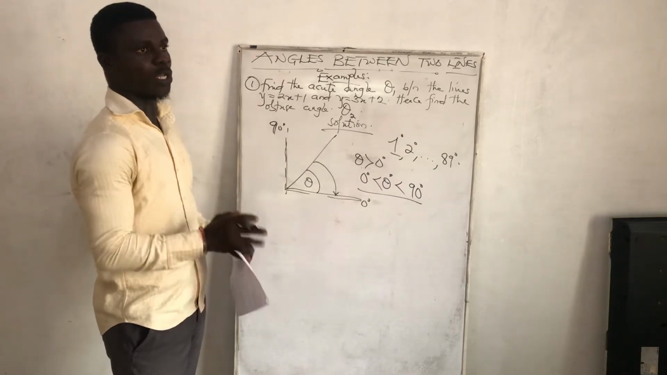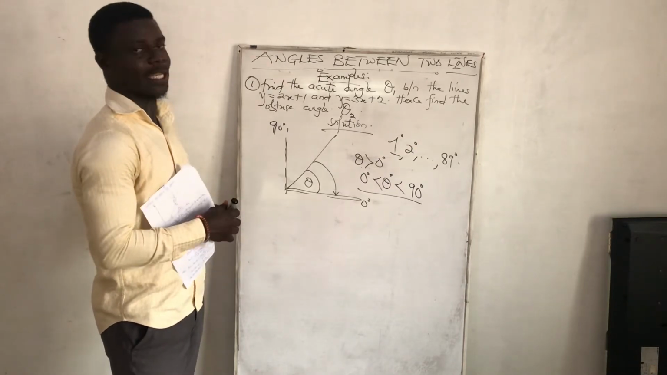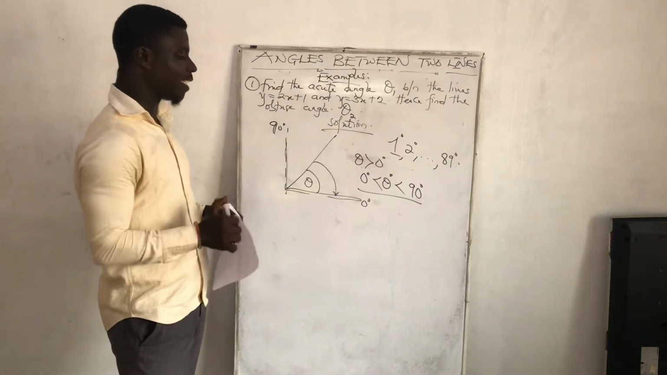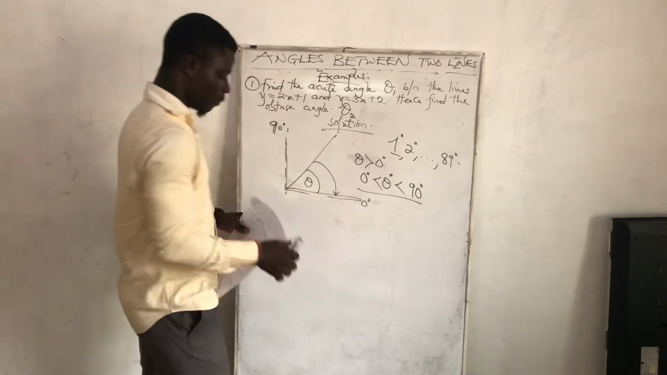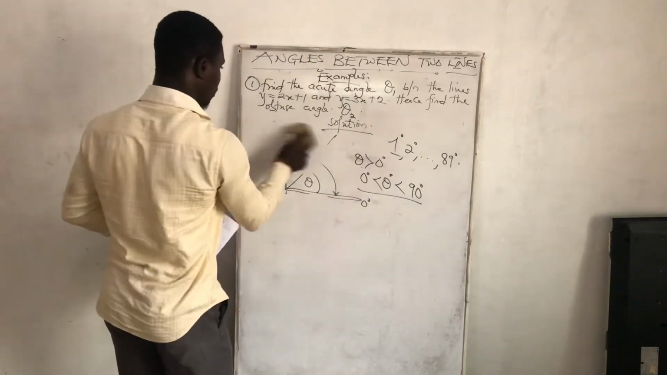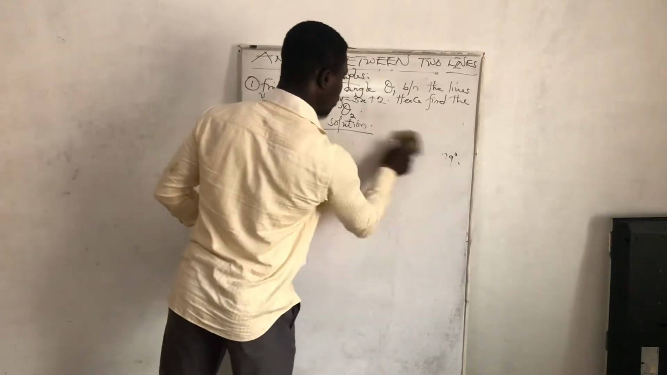A right angle, whose measure is up to what? 90 degrees. That's a right angle. But an acute angle is greater than 0 degrees but less than 90 degrees. Alright, so let's see how best we can solve that.